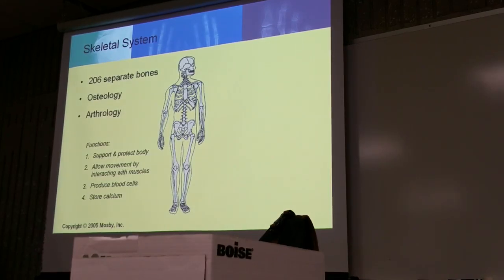The skeletal system comprises 206 separate bones. The function of the skeletal system is to support and protect the body and allow movement by interacting with muscles. The long bones especially are responsible for producing blood cells found in the marrow, and are also a source of storing calcium.